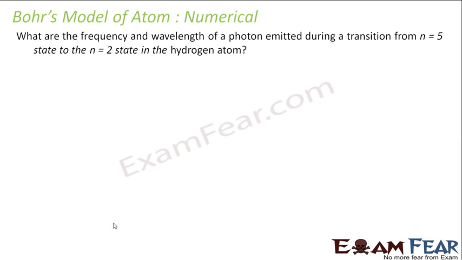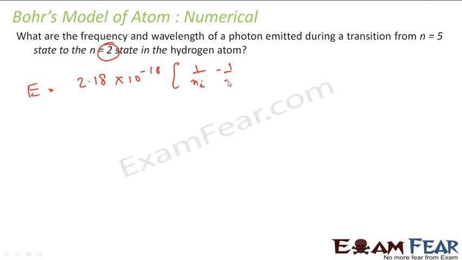So the question is, find the frequency and wavelength of a photon emitted during transition from n equal to 5 to n equal to 2, that is Balmer series in hydrogen. So I know that E is nothing but 2.18 into 10 to the power minus 18 into 1 by n initial square minus 1 by n final square. This is the energy.